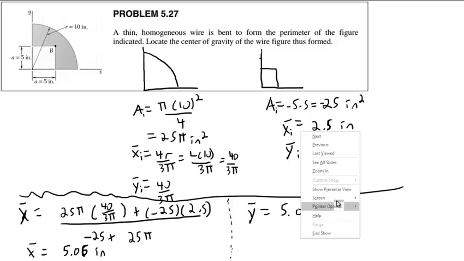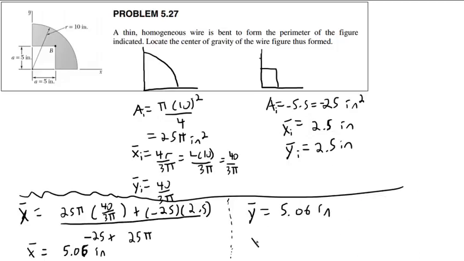So I can now summarize x bar, comma, y bar. For those who are questioning why I can simply say that x bar and y bar are the same, it's that for each piece, its x bar and y bar are at the same coordinates. So you notice the x bar and y bar coordinates of this piece are the same, and of this one are the same. 5.06 inches, comma, 5.06 inches. Like so.